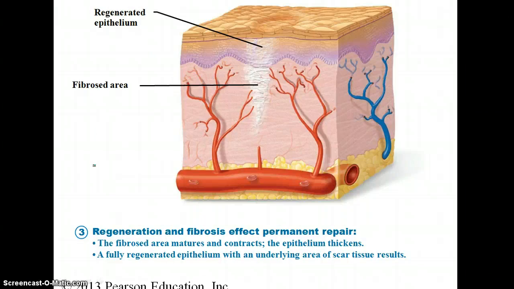So this is showing stage 3. Here's our regenerated epithelium, and here is our fibrosed area, or fibrosis, or our scar tissue area.